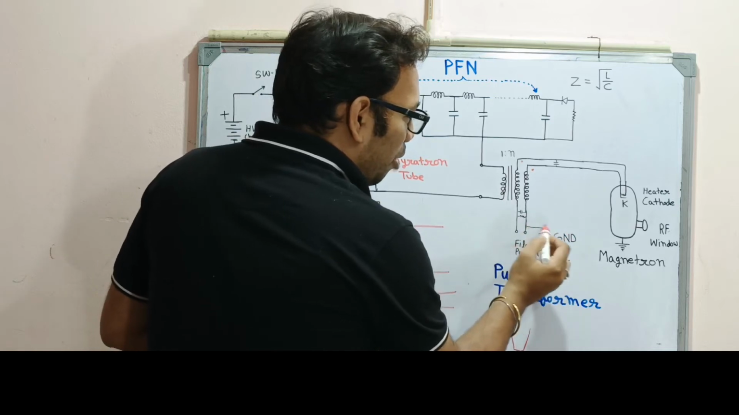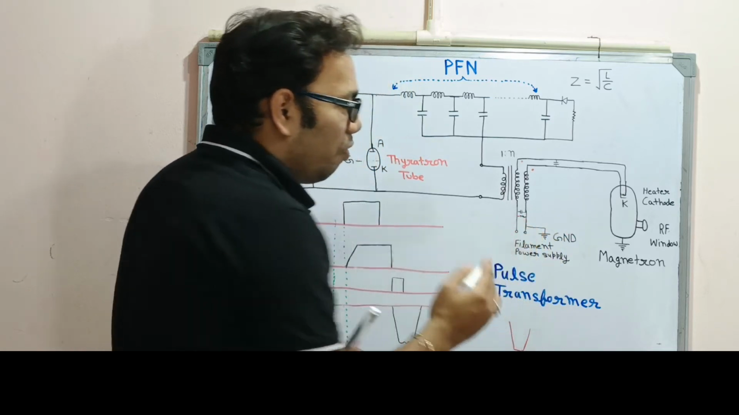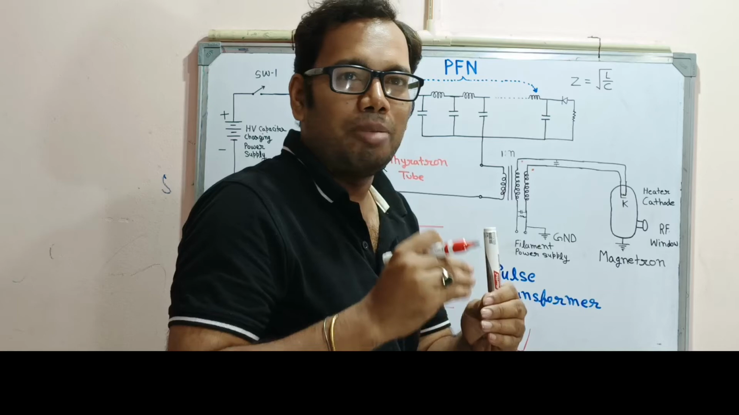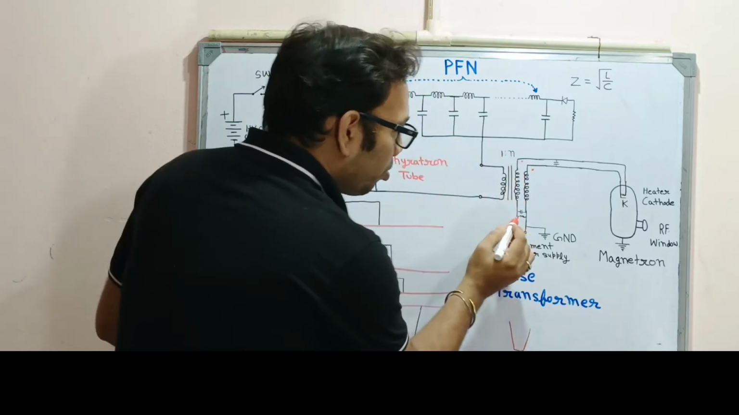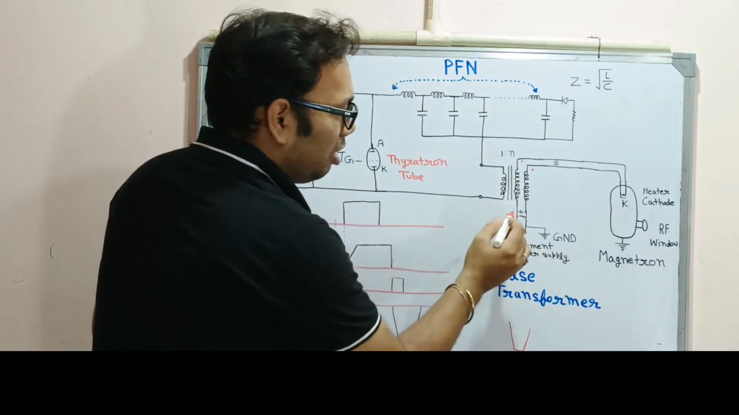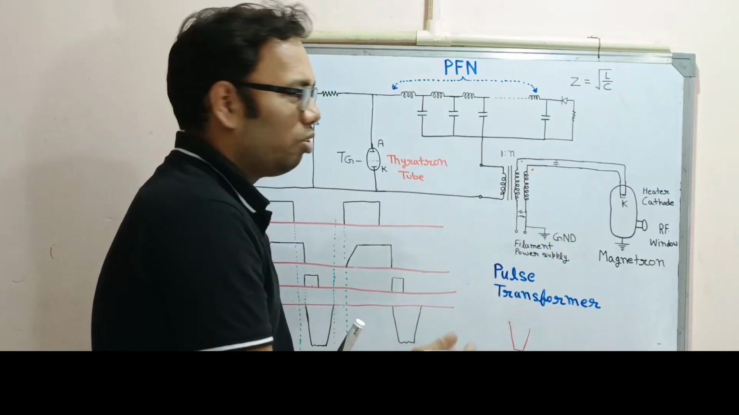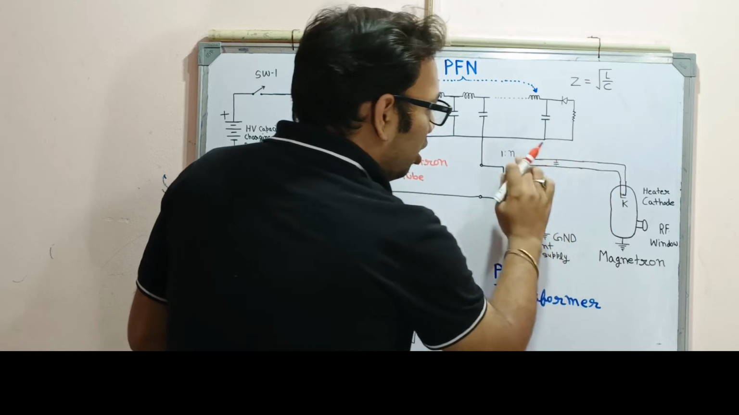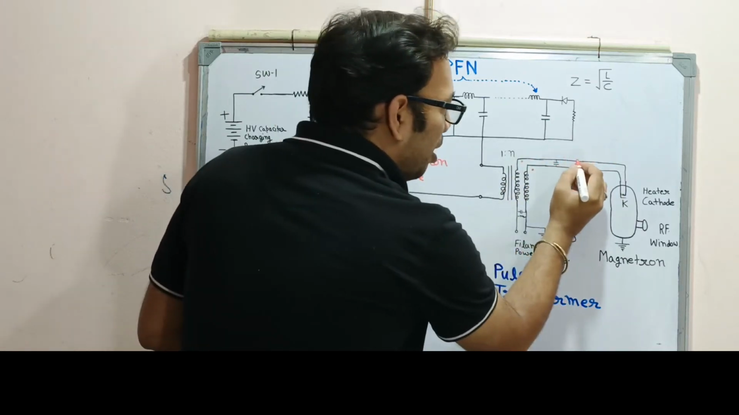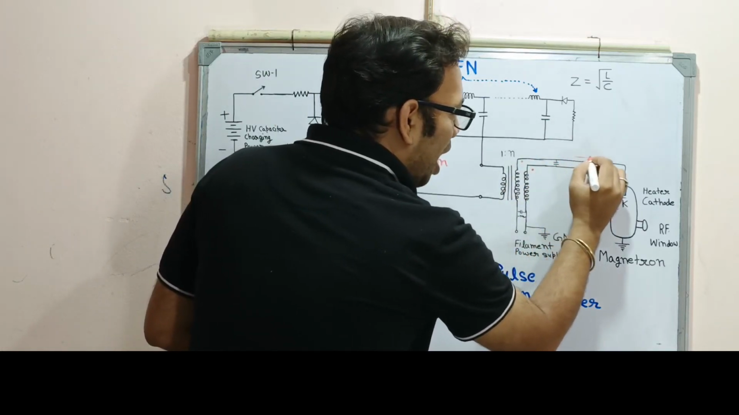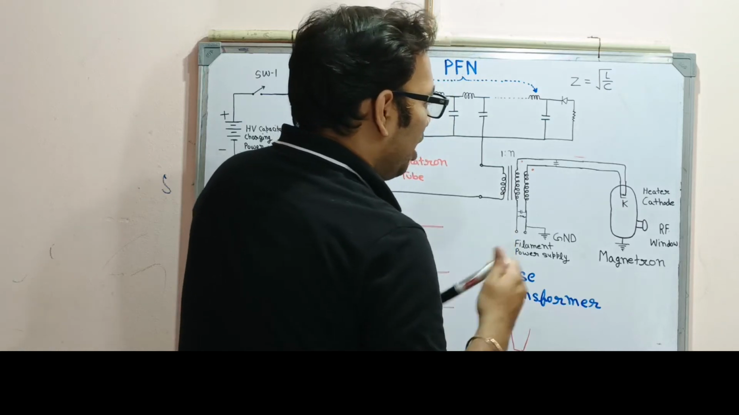To avoid this, one terminal will be made ground and another terminal will be grounded with some high resistance. That's why a high resistance is given, approximately 100 ohms, depending on your filament current. In these two wires the filament current is going. So one is the filament current IF. IF is going.